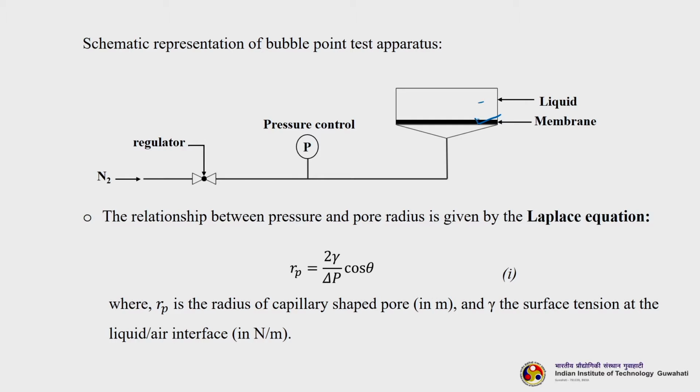So, we can use the Laplace equation, the classic Laplace equation, to find out the pore radius, which is given by R_p equals 2 gamma by delta p cos theta. R_p is the radius of the capillary shaped pores. Why are we talking about capillary? Because this equation assumes that the pores are capillary shaped, and gamma is the surface tension at the liquid air interface.